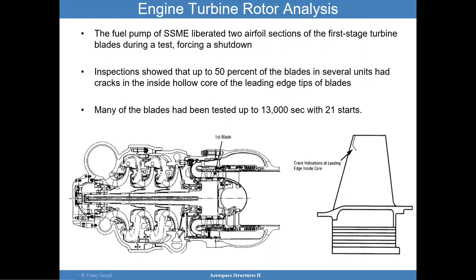The fuel pump of the space shuttle main engine liberated two airfoil sections of the first stage turbine blades during a test. Inspections had shown that up to 50% of the blades in several units had cracked, and that many of the blades had been tested up to 13,000 seconds with 21 starts. So this type of thing happens a lot, and turbine rotor analysis is quite complex, and it's really important to understand the role of aerodynamics and the rotation of the rotor to understand what is causing these failures to happen.